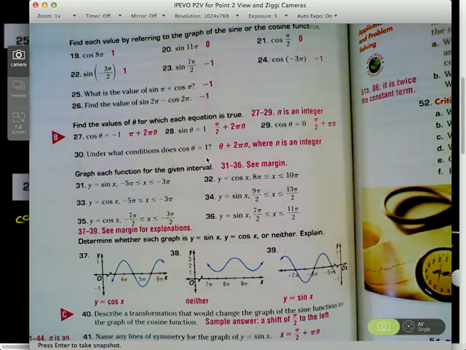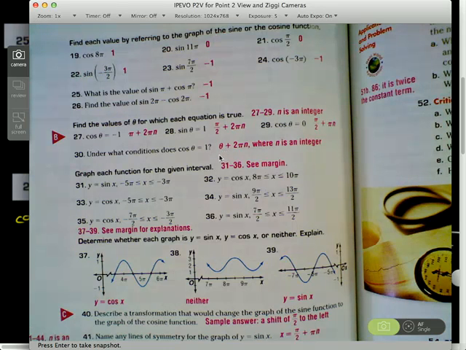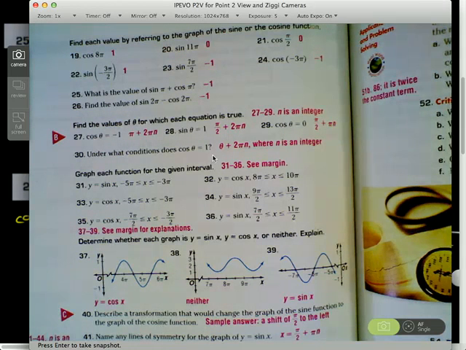Under what conditions is cosine theta equal to 1? So that's a similar idea. Well, it starts at 1, so it's 0. That's a 0, not a theta. Yeah, that should be 0, or just 2 pi n. Or wait, no. I don't know if I agree with their book's answer to that.